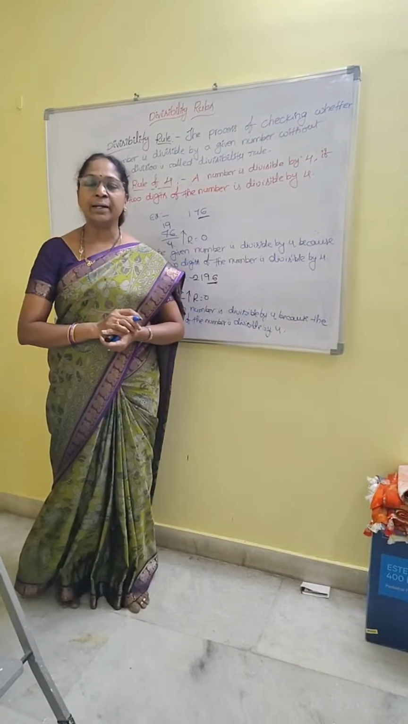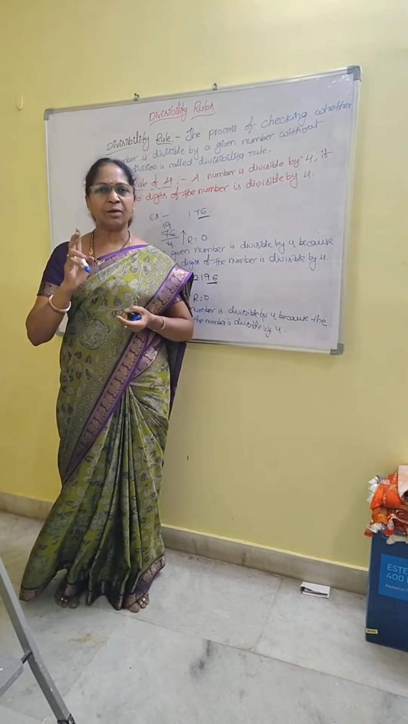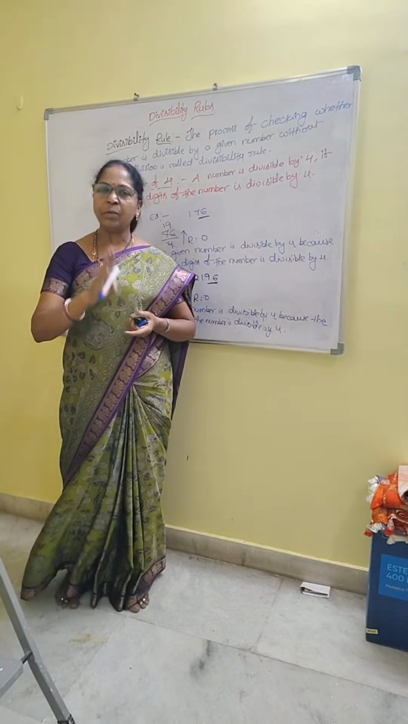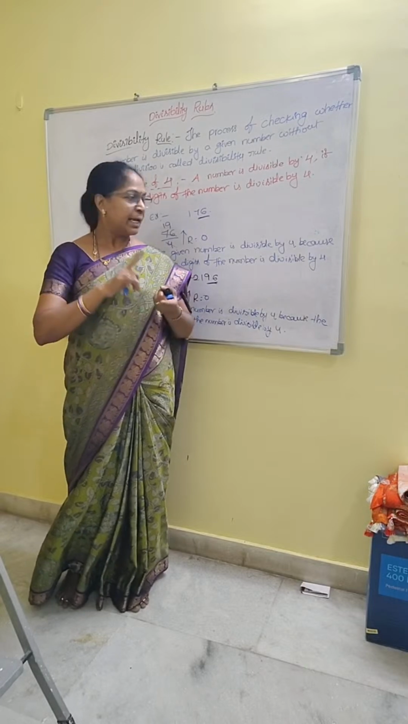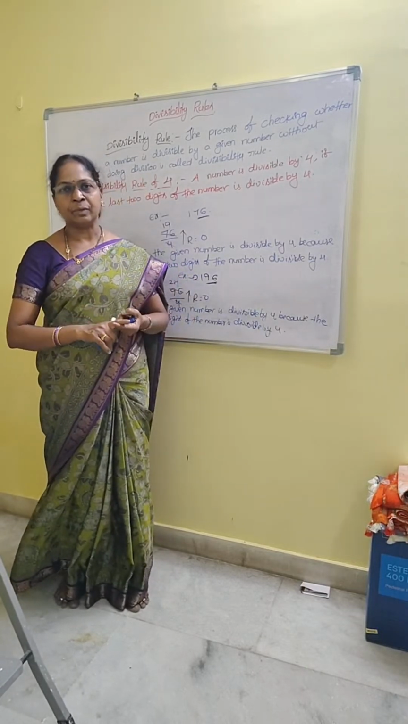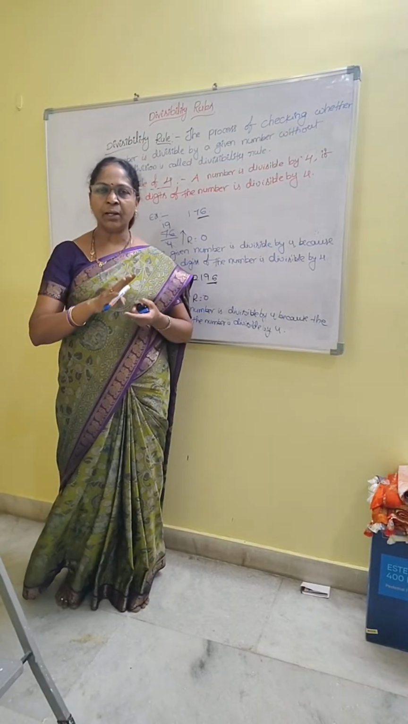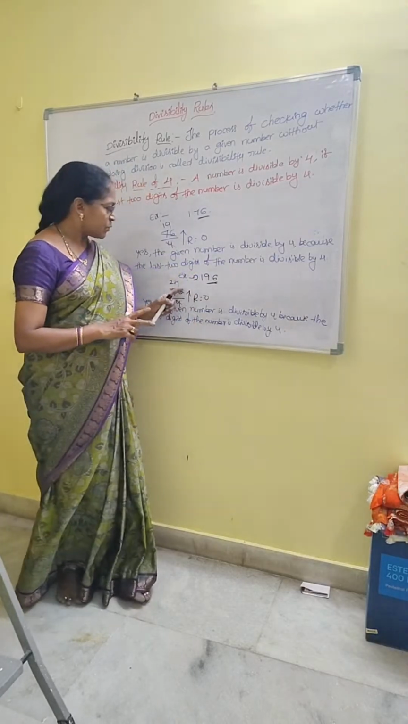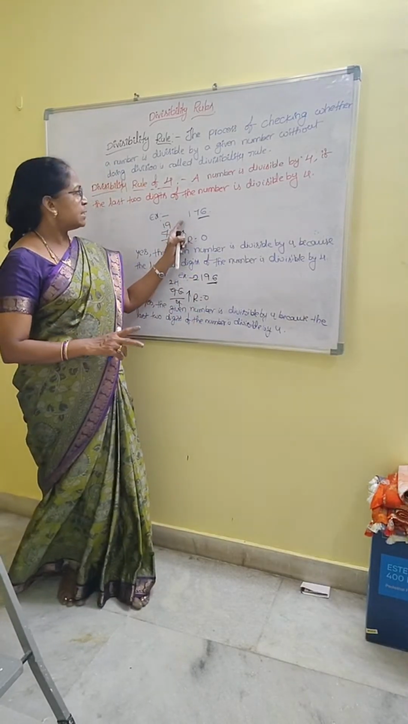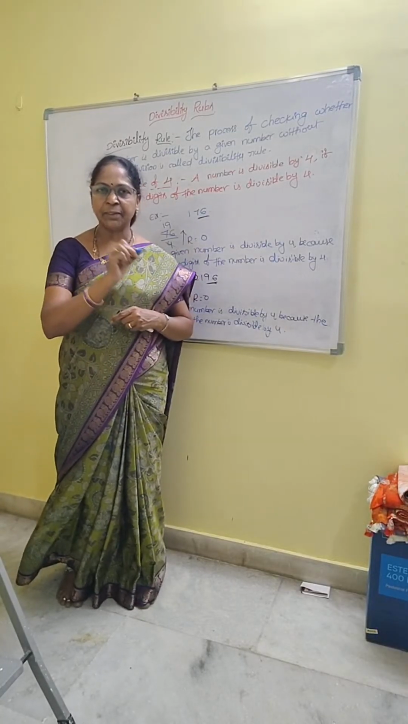So what have we learned till now? Divisibility rule of 2, divisibility rule of 3, divisibility rule of 4, divisibility rule of 6, divisibility rule of 5, as well as divisibility rule of 10. 2, 3, 6 is one group. Next, 5 and 10, these two are related. Next one is 4, this is the divisibility rule of 4. Next we are going to learn the divisibility rule of 8.